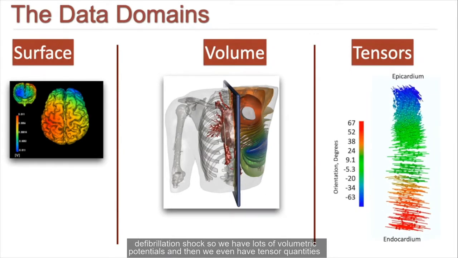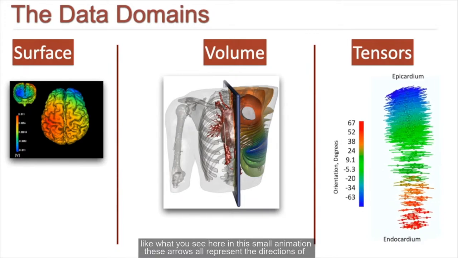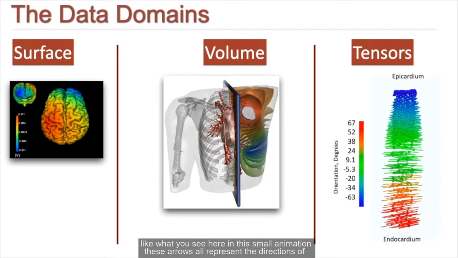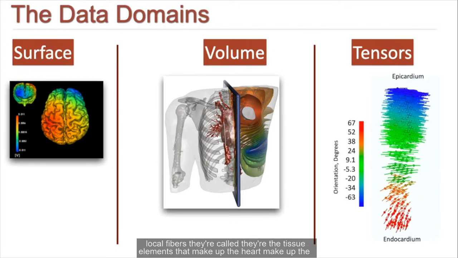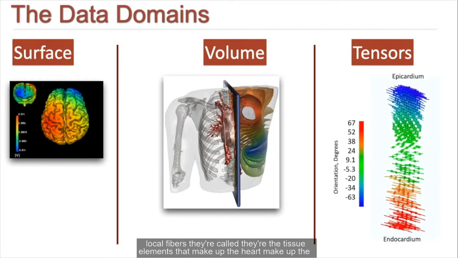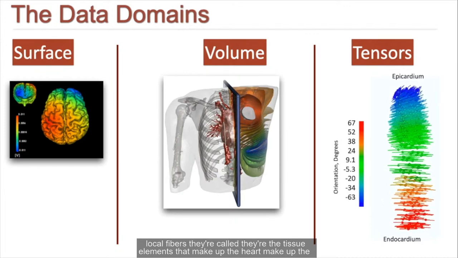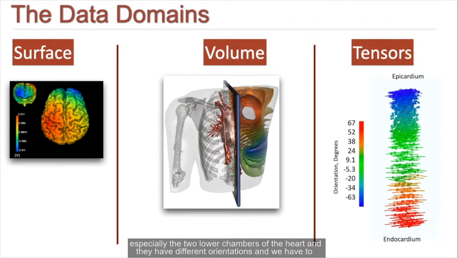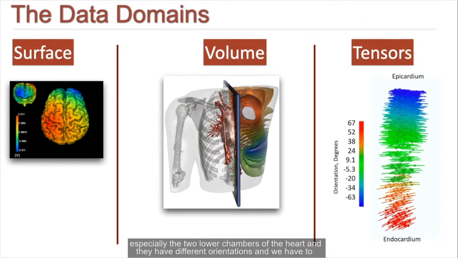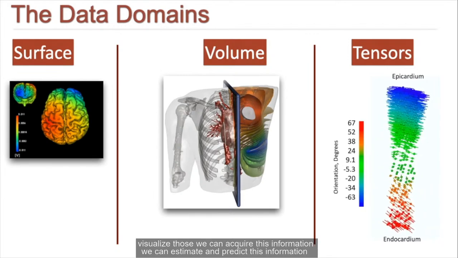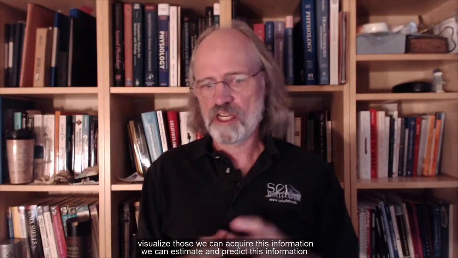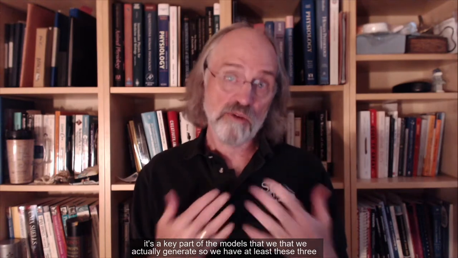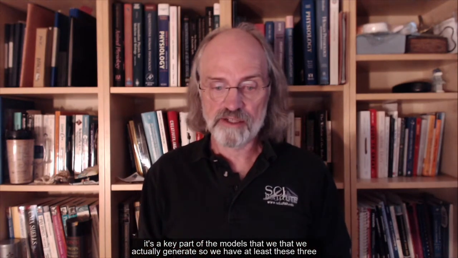And then we even have tensor quantities, like what you see here in this small animation. These arrows all represent the directions of local fibers, they're called. They're the tissue elements that make up the heart, especially the two lower chambers of the heart. And they have different orientations, and we have to visualize those. We can acquire this information, we can estimate and predict this information. It's a key part of the models that we actually generate.